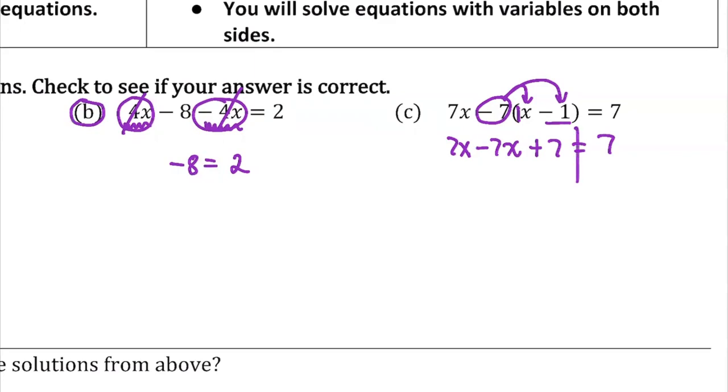Now remember, we can't cross the equal sign, but I can stay on this side and I can do 7x minus 7x. Which again looks a little bit weird, but if I have 7x's and I'm taking away 7x's, these guys cancel. There are no x's left in this problem. And we're just left with 7 equals 7.